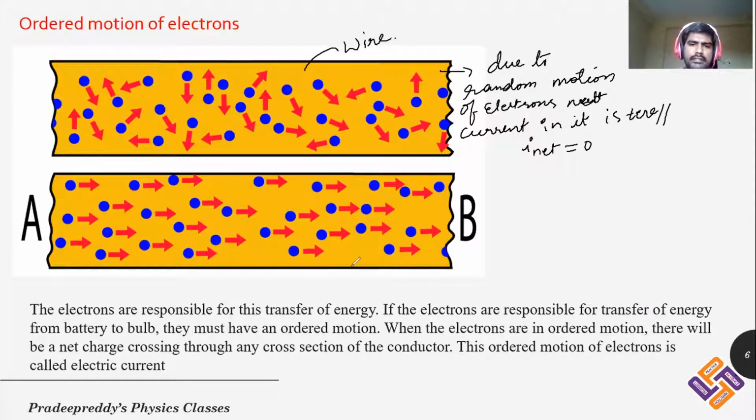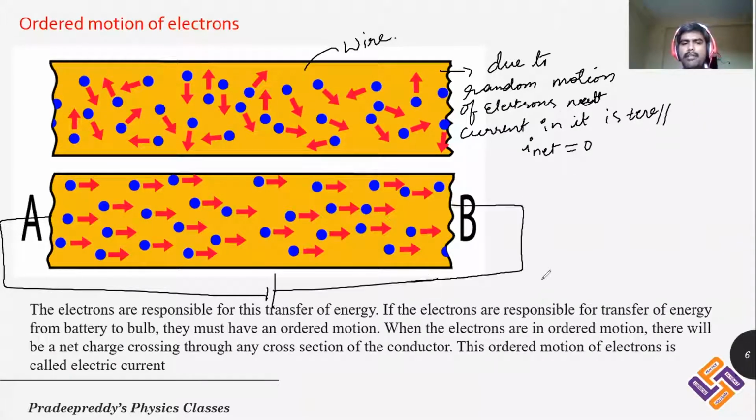Now coming to this second case, you are connecting a wire to a battery. This is the battery. When you are connecting the wire to the battery, what is happening here? Electrons which were previously moving randomly, all those electrons get ordered. This is ordered motion of electrons.